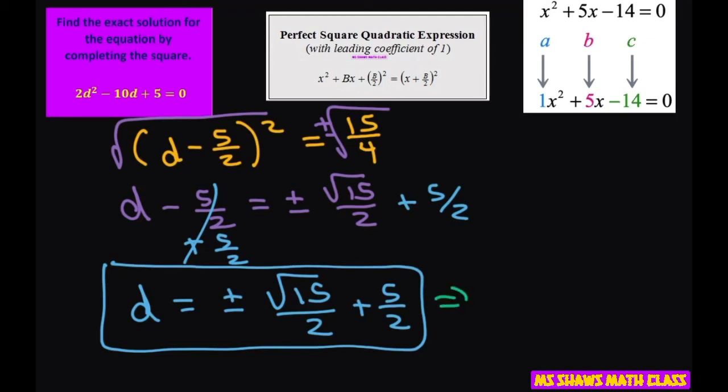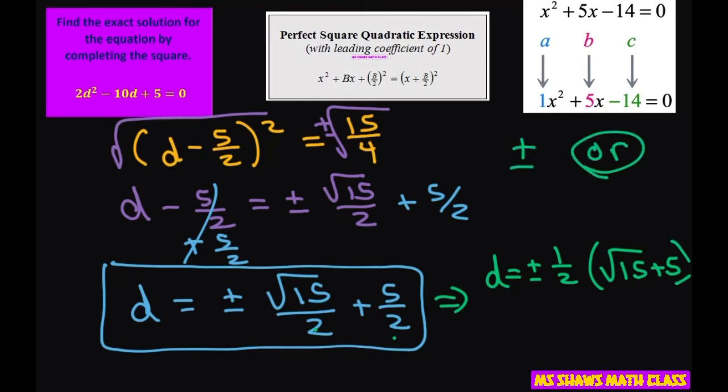Sometimes it's good to pull out this 1/2. So you could also write this as d equals 1/2 times the quantity plus or minus square root of 15 plus 5. And remember, this plus or minus, you're supposed to say or. So that's your solution.